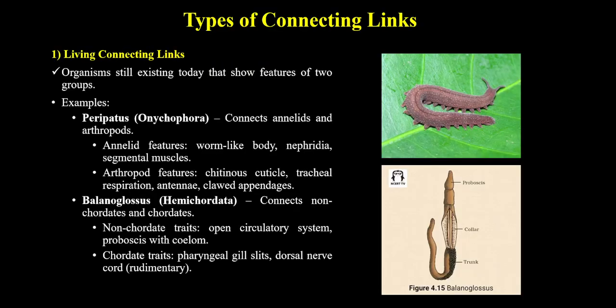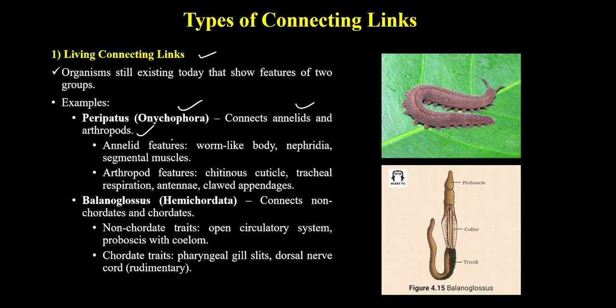So, the types of connecting links. First, living connecting links. These are organisms which are still existing today that show features of two groups. For example, Peripatus of Onychophora, which connects annelids and arthropods. Please remember all these connecting links, these are important. First is Peripatus, which connects the annelids and the arthropods.